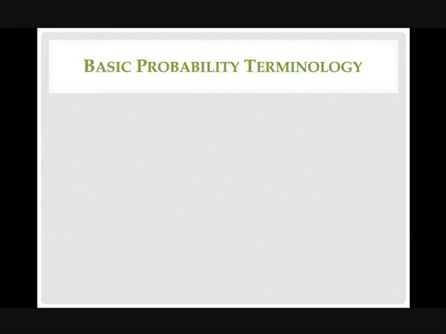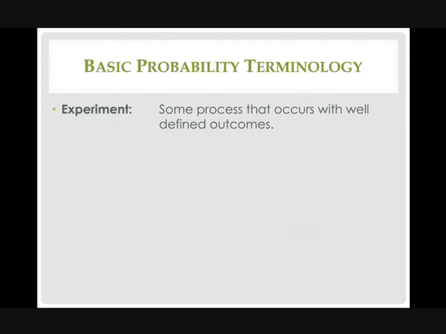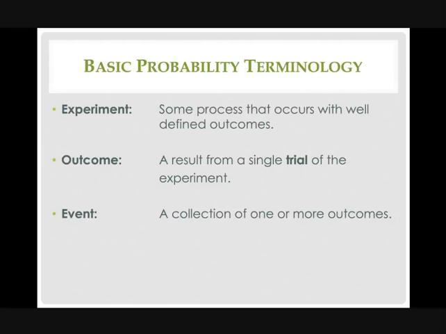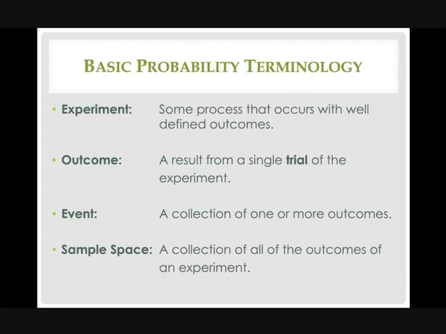Basic probability terminology. An experiment is some process that occurs with well-defined outcomes. An outcome is the result of a single trial of the experiment. An event is a collection of one or more outcomes. The sample space is a collection of all of the outcomes of an experiment.